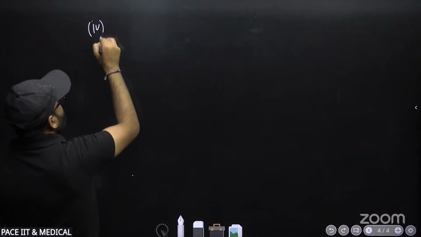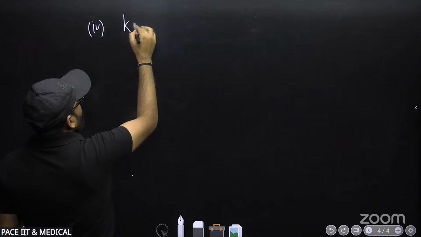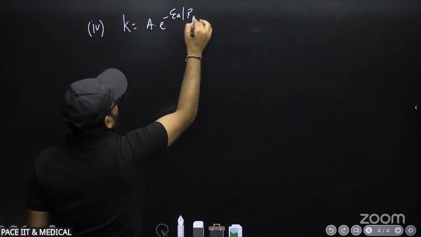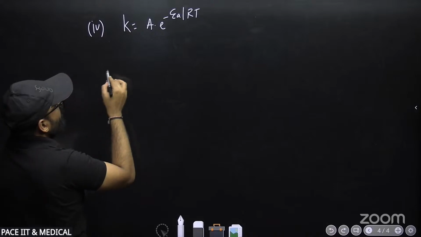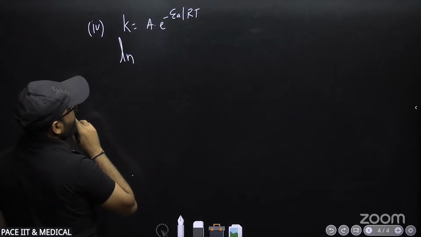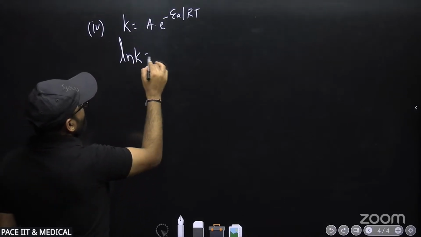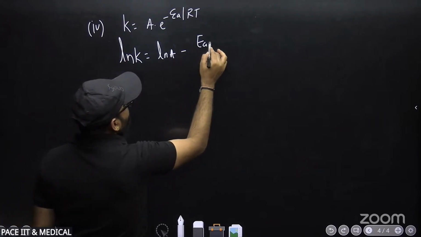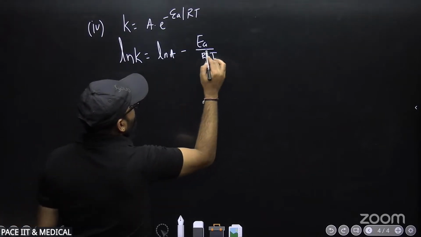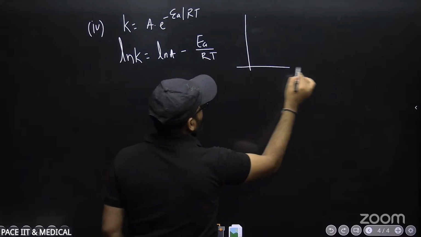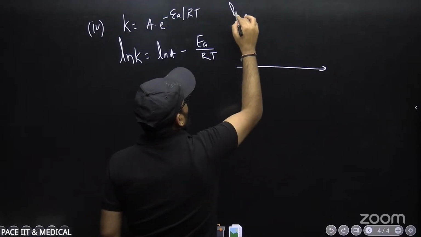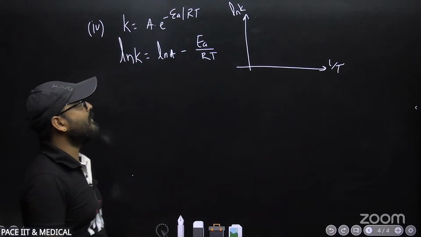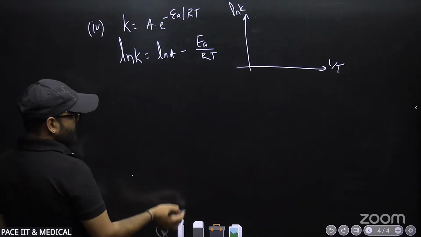Fourth point, K equals to A into e raised to power minus EA by RT. If I do ln on both sides, let's play ln. Ln K equals to ln A minus EA by RT. I can draw graphs also. Ln K versus 1 upon T. You can see this is y equals to mx plus c.